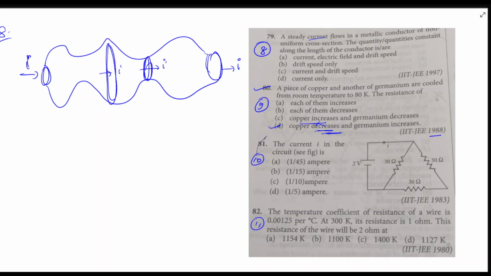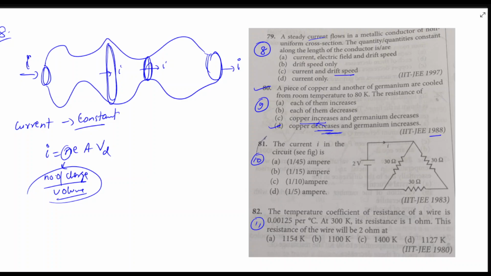Let's check the other options. Current will be the same, current will be constant. Let's check the other quantities. It is saying drift velocity. We know current I equals nEAv_d. Now what is n? This is the number of charges per unit volume. So this will be constant, right? Because it depends on the material.